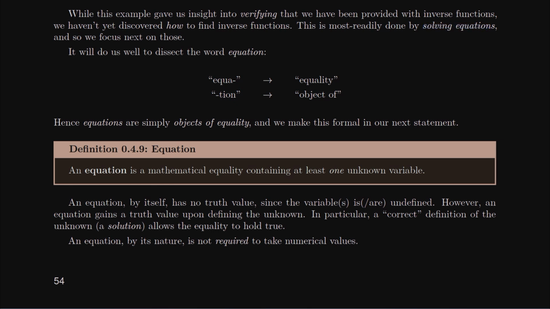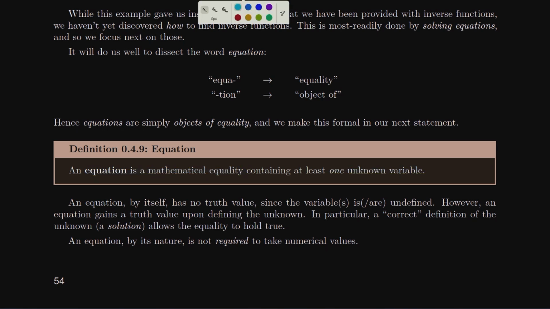With that said, I want to dissect the word equation because I think a lot of people will use the word equation without knowing exactly what it means. They'll refer to functions as equations, they'll refer to formulas as equations, and a lot of these mathematical objects that feel equation adjacent aren't actually equations. What an equation actually is, if I dissect the word, it's equa, meaning equality, and shun, meaning object of. So we're really looking at an object of equality, or in other words, an equation is a mathematical equality containing at least one unknown variable.